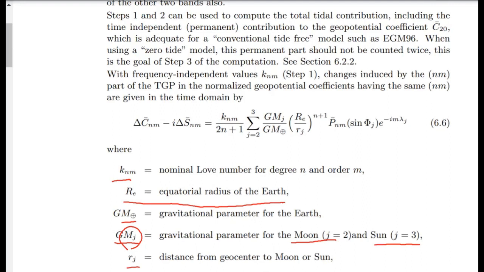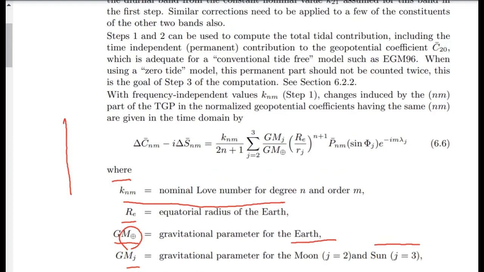So it means that we need the distance between the sun and the Earth, and also the moon and the Earth. So these Love numbers are known. We already know that. Let me go a little bit up here. Need to change it to this. Okay, go up.